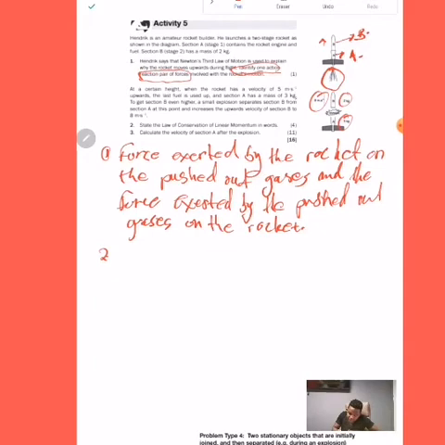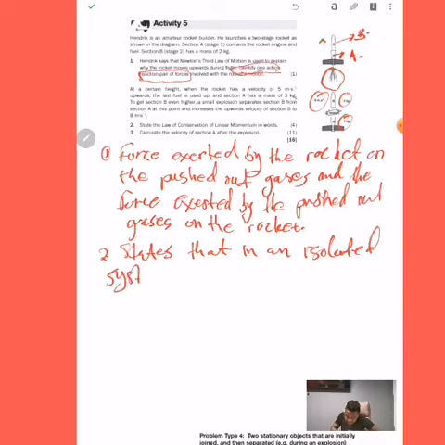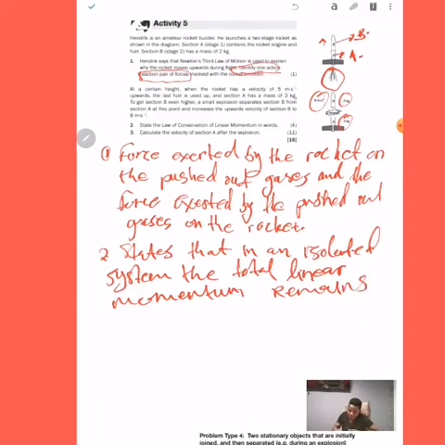We did say the law of conservation of linear momentum states that in an isolated system, the total linear momentum remains constant or is conserved. So now we will move on to number three. It is said that you should calculate the velocity of section A after the explosion. That means we will be calculating the final velocity for this portion.